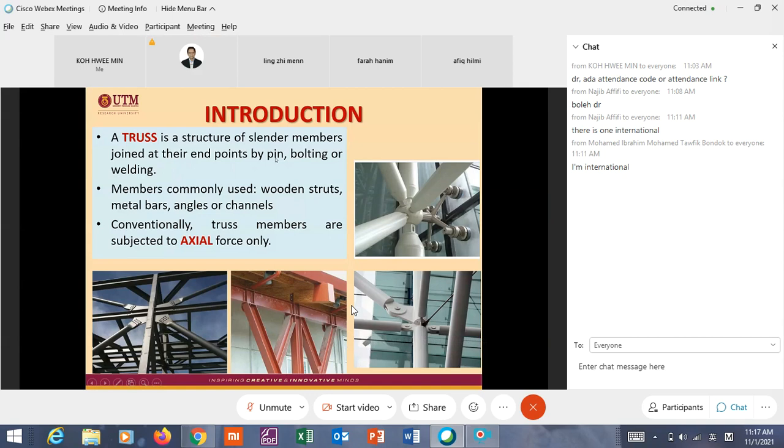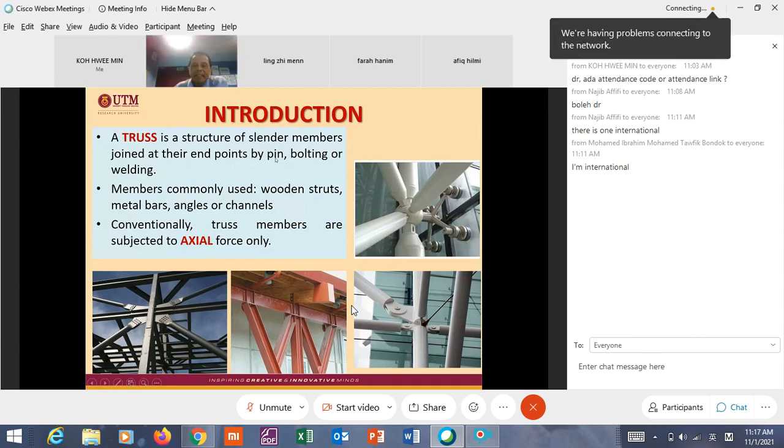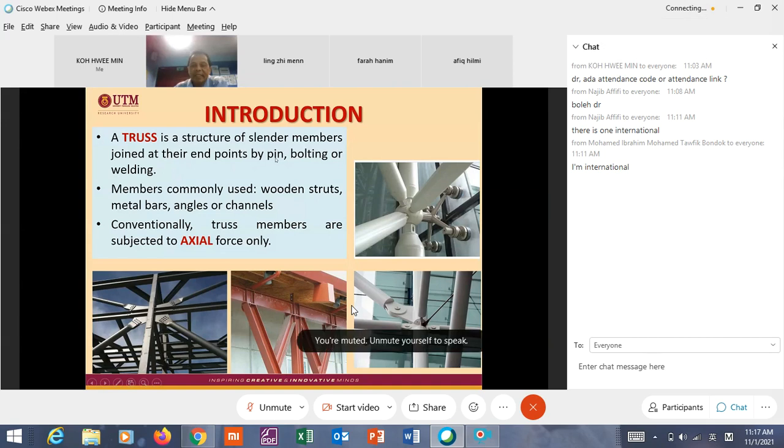Ball joint. So this connection does not carry moment and also shear force, only axial force. This is the definition of a truss in most textbooks, where the member is subjected to axial force only. That's why I add one here: conventionally, members are subjected to axial force only.